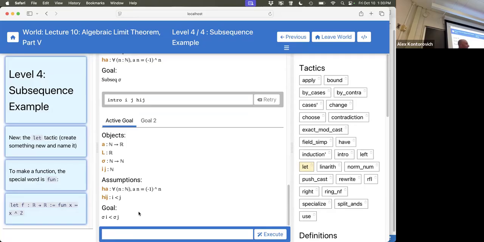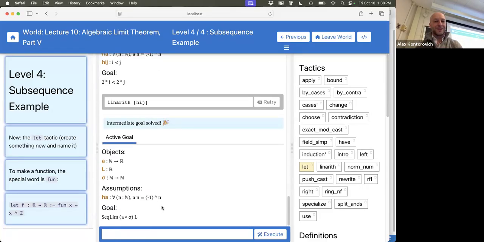But what is sigma i? It's 2 times i. So let's change what we're seeing to 2 times i is strictly less than 2 times j. Lean knows the definition of sigma. So I have to prove that 2 times i is less than 2 times j. That's linarith from hij. linarith hij.